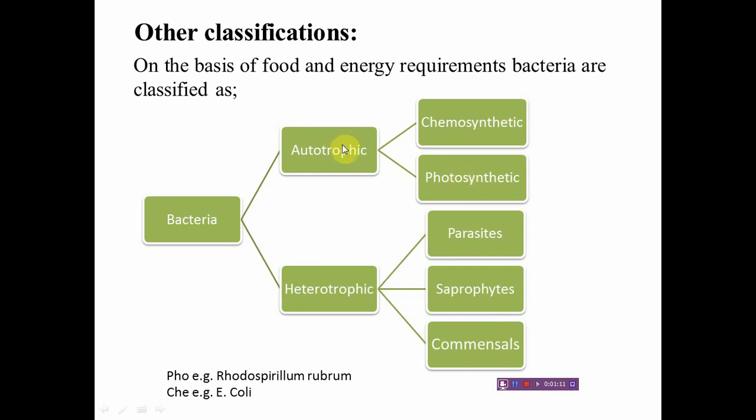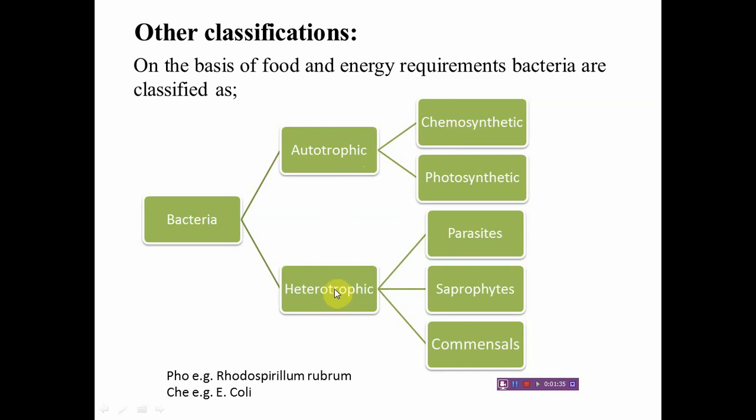Now there are some autotrophic bacteria which derive their energy on their own, but the energy is obtained by some chemical breakdown or by some specific biochemical reaction. So the cells which utilize elemental sulfur, they are chemosynthetic and they are autotrophic.